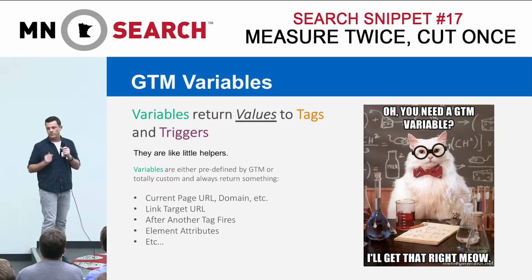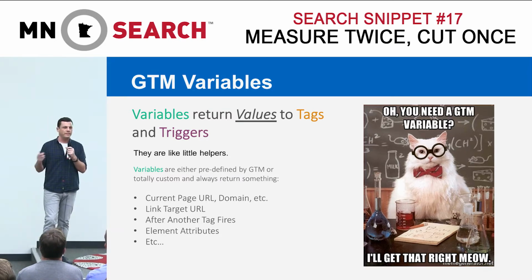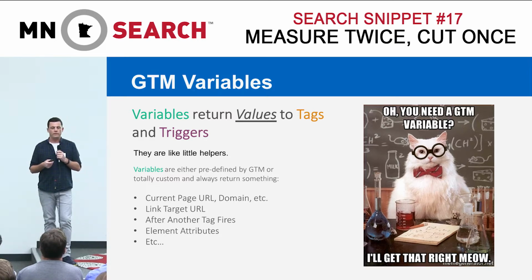And then finally, variables. So variables return values to tags and triggers. Both tags and triggers can leverage the power of variables. Variables always return something. An example would be the domain name that you're on, or it could be the target link, a URL, where's this linking to? It might be a third party, that way you can track external link clicks, for example. Element attributes, it's always going to return something.